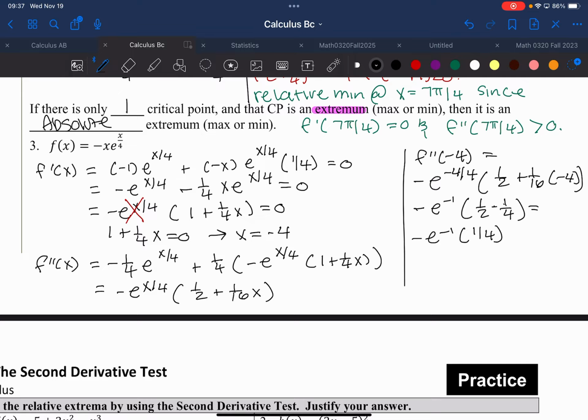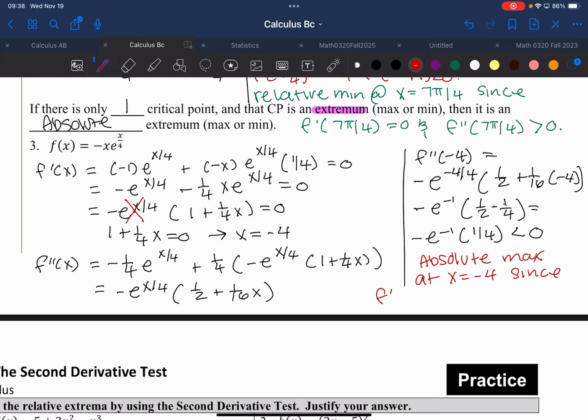Which I know is what? Positive or negative? Negative. So this is less than 0. Which means I have an absolute maximum. And again, we know it's absolute because I had how many critical points? 1. Absolute max at x equals negative 4.